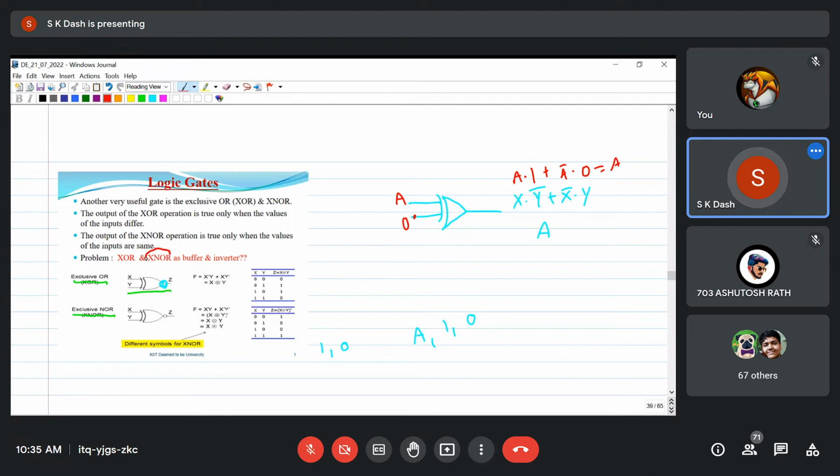Similarly, you can try for XNOR also. It will just be the reverse. Later on, you can try how XNOR can be implemented as a buffer and inverter.